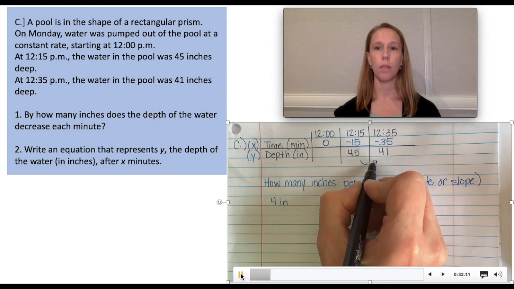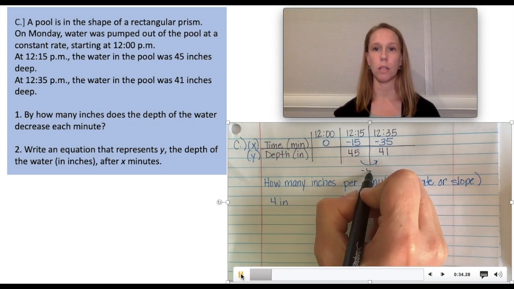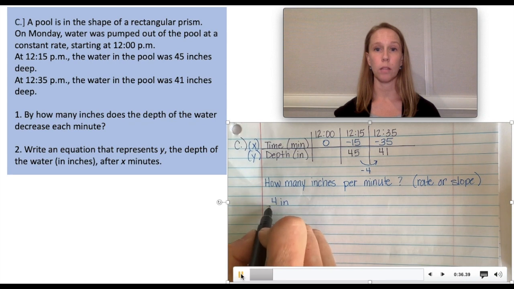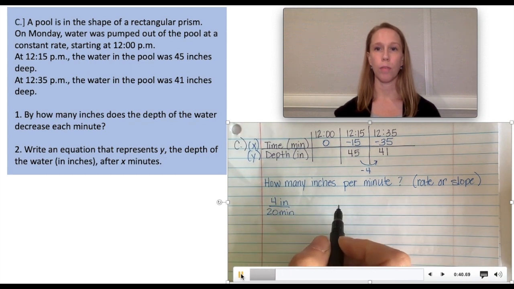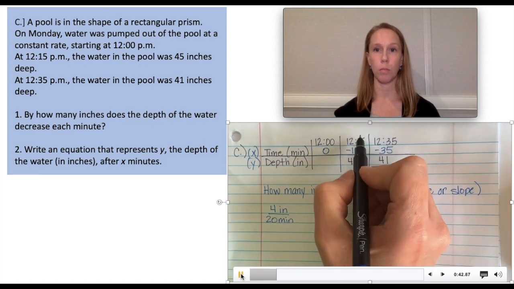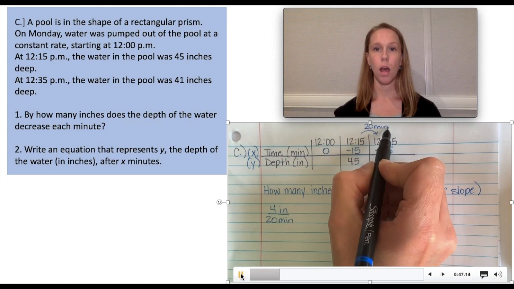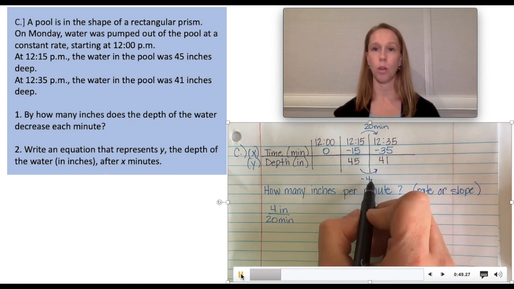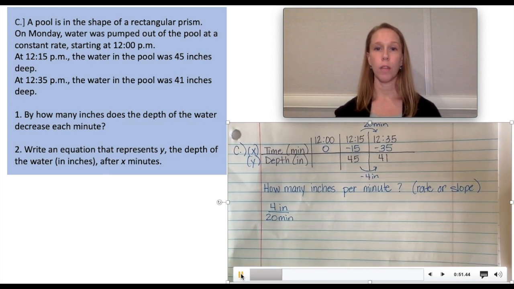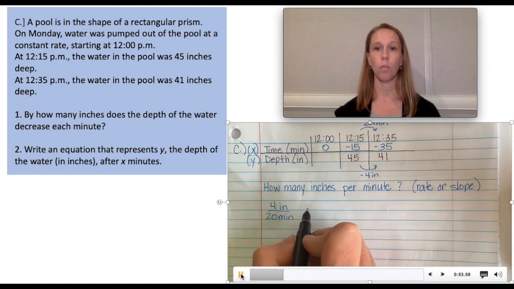I know that from 45 inches to 41 inches, that was a difference of 4 inches. And on the top, from 12:15 to 12:35, that was 20 minutes. So the pool lost 4 inches in 20 minutes. I can use that ratio to determine a unit rate by figuring out how many inches in 1 minute.